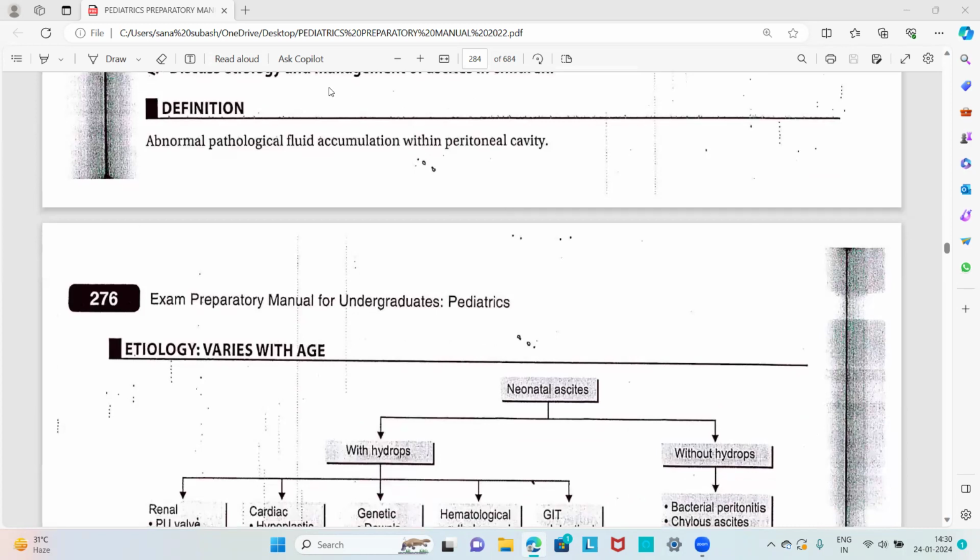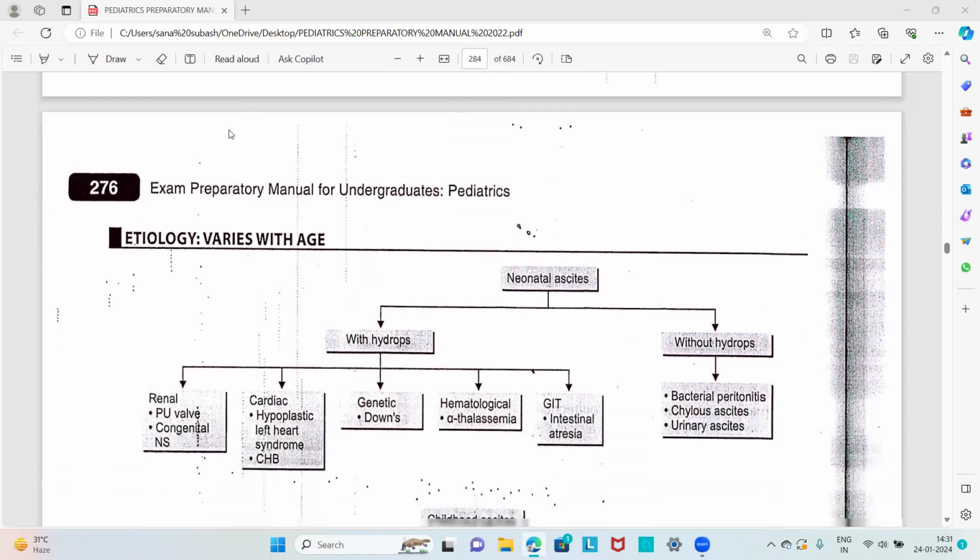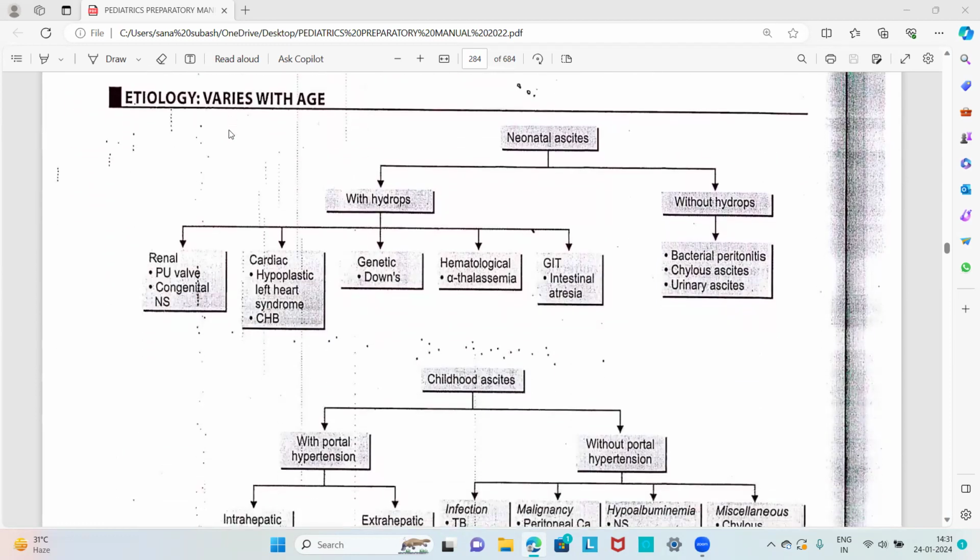About the definition of ascites, as we already know, ascites means there is abnormal pathological fluid accumulation within the peritoneal cavity. So abnormal pathological fluid collection within the peritoneal cavity is called ascites. Then about the etiology, it varies with age.